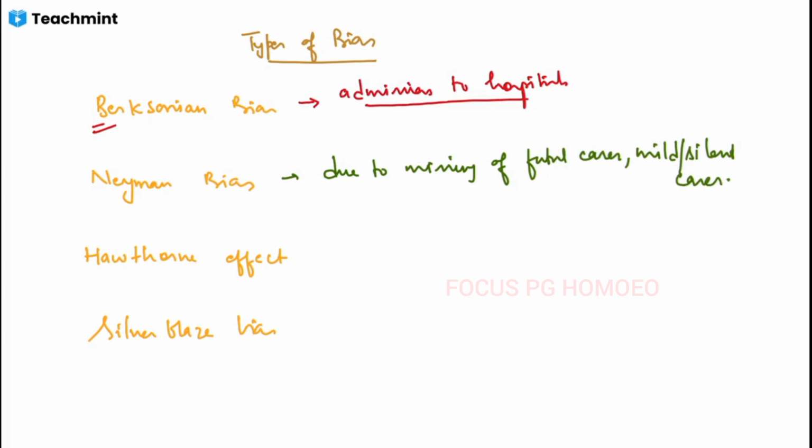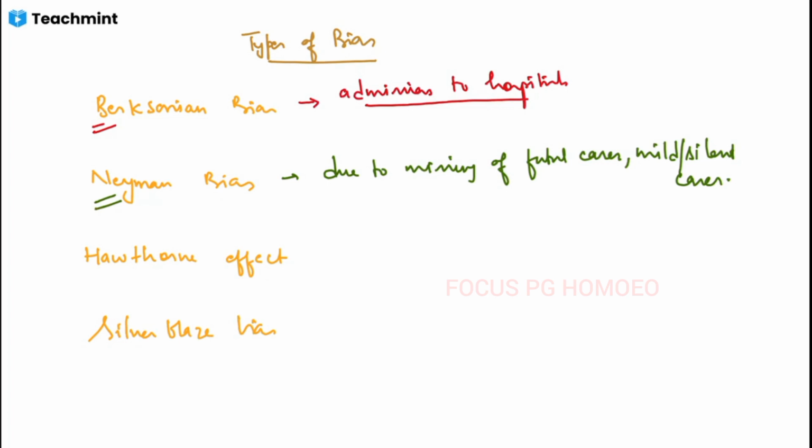Suppose you had treated 100 people, and you lost the files of 30 people or 20 patients. Now, to complete the study, you have to manipulate those cases. Either you will make up new patients, or you will do something to get around that problem. Because of that, some biasness occurs. That biasness is known as Neyman bias.